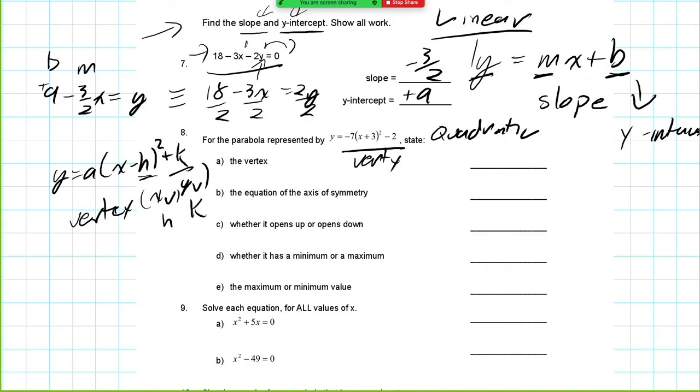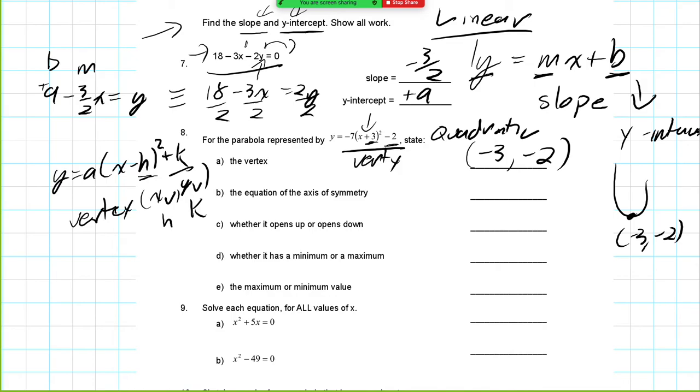So we can visually see this. Looking at this, the h value is normally negative, so it's positive here, so we actually have to flip it. So the x value of the vertex is negative 3, and the y value is negative 2. So we found the vertex very quickly. It's negative 3, negative 2.